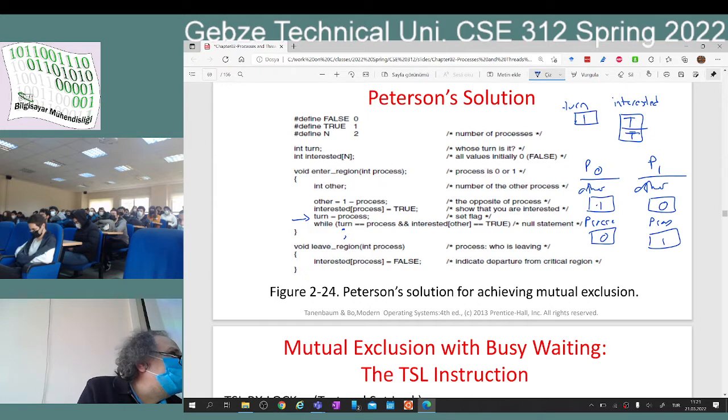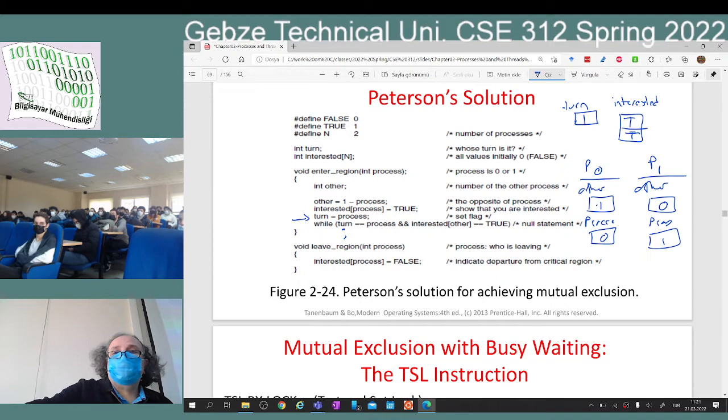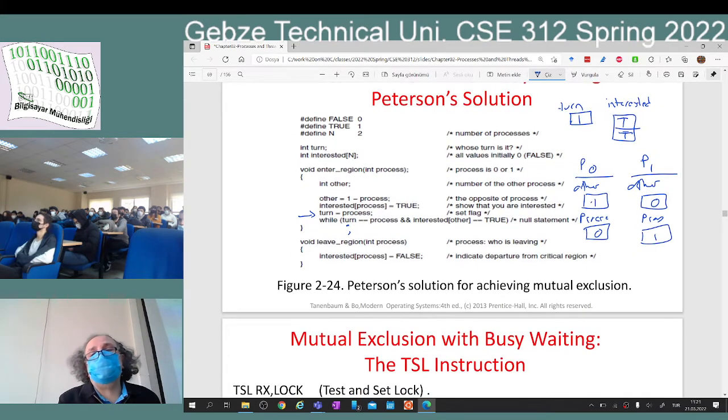What if there are more than two processes? As I said, this is generalizable to more than two processes, but I will not talk about it. But the idea is the same. In that case, you are going to increase the interested array to n, and you have to check if any of them are interested. Instead of saying interested other, you have to check all of them, whether there is anybody interested. So a little bit more involved, but it is doable. Anybody else? So you guys are asking the same question.